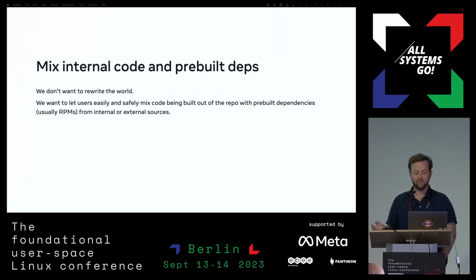We want to make it easy to mix internal code and pre-built dependencies. Don't have to rewrite the world. Our users care about the code that they want to write, not necessarily all of its dependencies. So we want to be able to reuse pre-built things, usually RPMs, from internal or external repos.